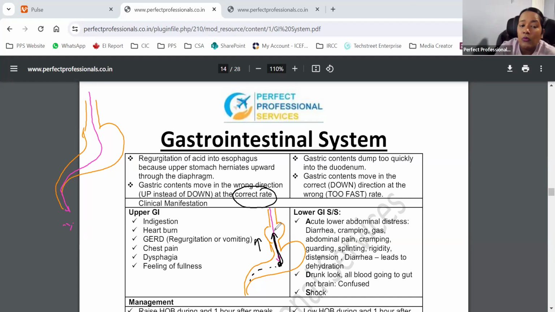Okay, so what problems will the patient have? The patient will have all upper GI problems, right?